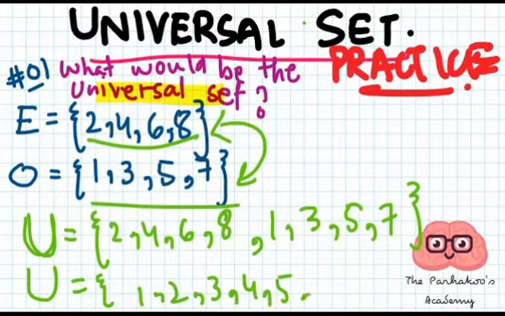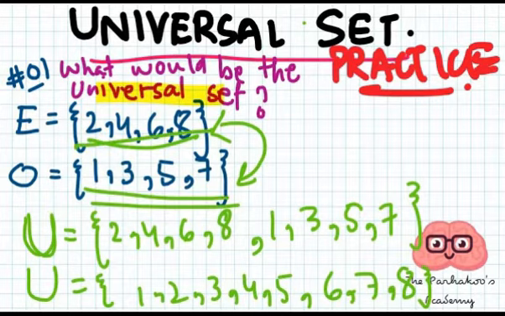4, 5, 6, 7, 8. So we just have written all the numbers or the elements in one set, and that set is the universal set. So this is our universal set.